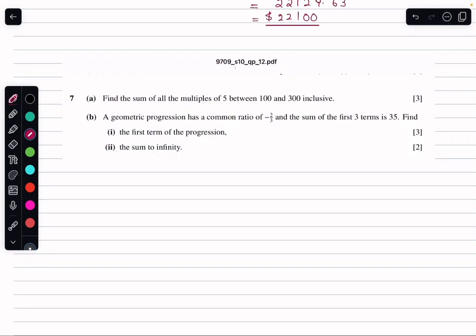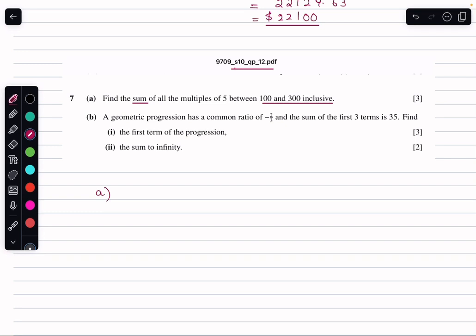So this question is from summer 2010, May-June 2010, paper 1, variant 2. And here they are saying, part A, find the sum of all the multiples of 5 between 100 and 300 inclusive. That means 100 and 300 have to be included. So 100 and 300 inclusive.